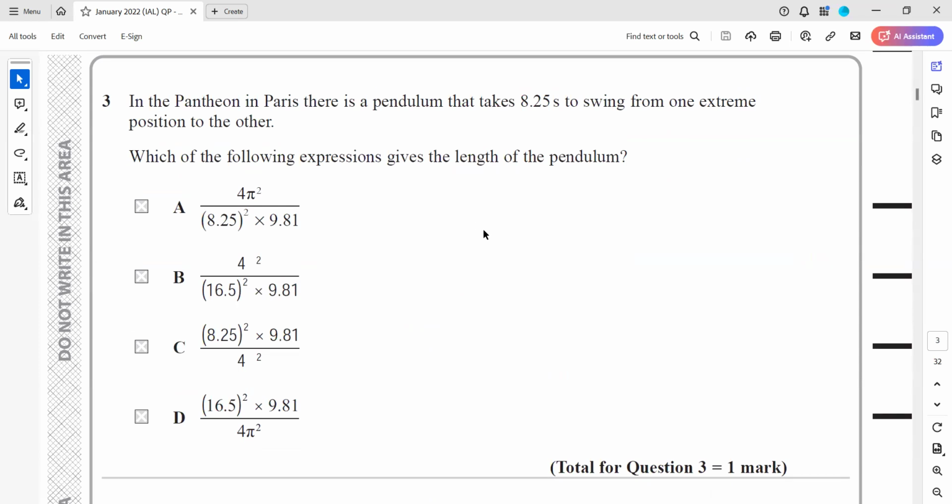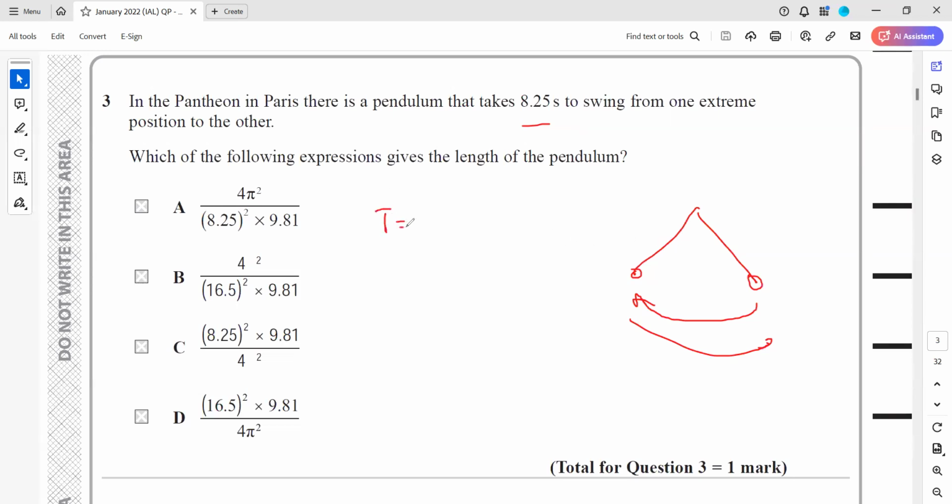In the Pantheon in Paris, there is a pendulum. It takes 8.25 seconds from one extreme position to another. So this is not the time period, this is a half time period, because from one extreme to another and then returning back, that will be the total time.